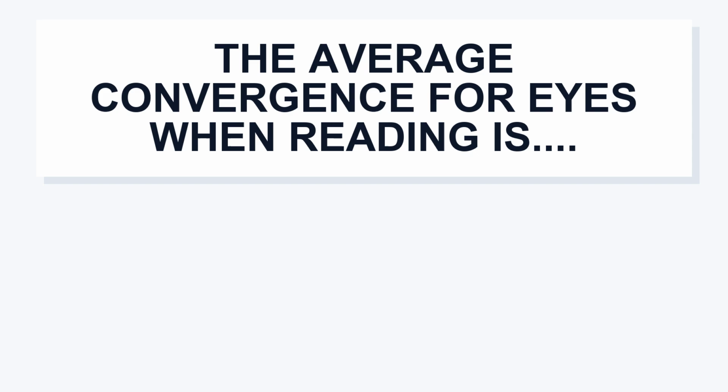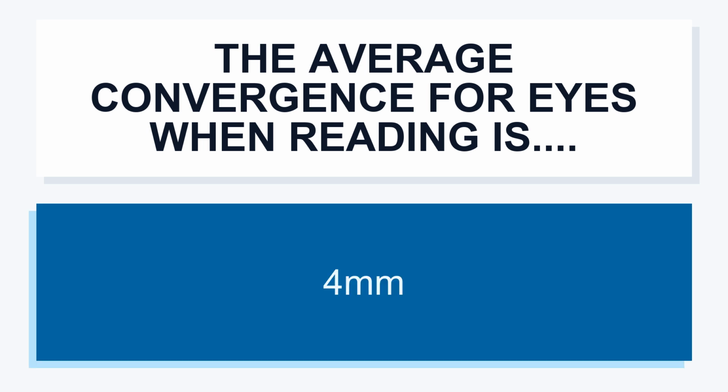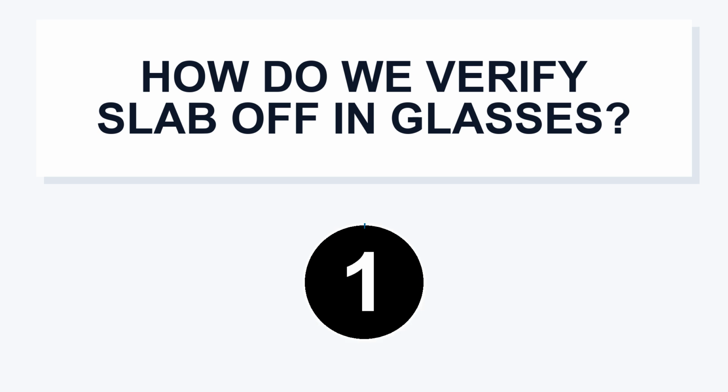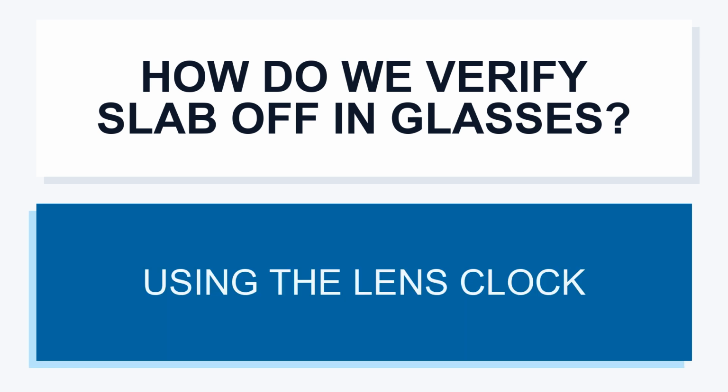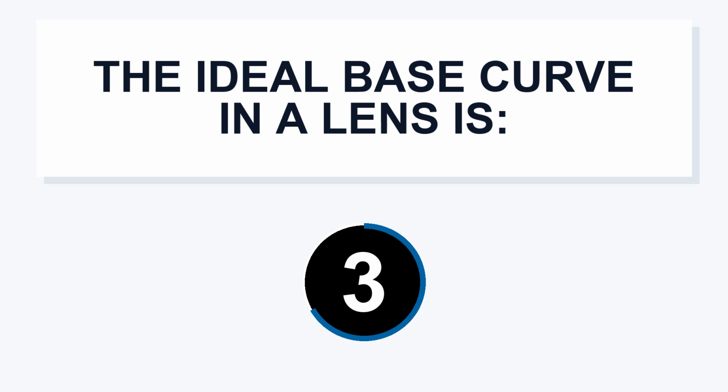The average convergence for eyes when reading is 4 millimeters. How do we verify slab off in glasses? Using the lens clock. The ideal base curve in a lens is plus 6.00 D.